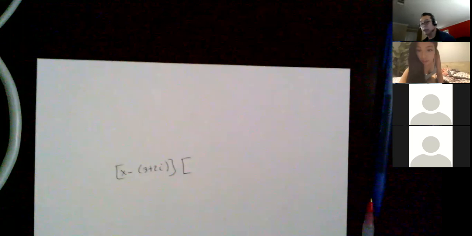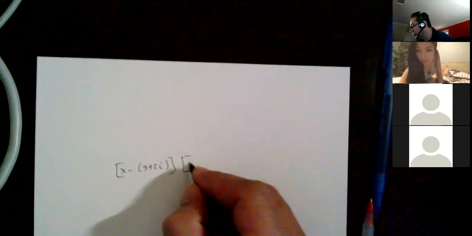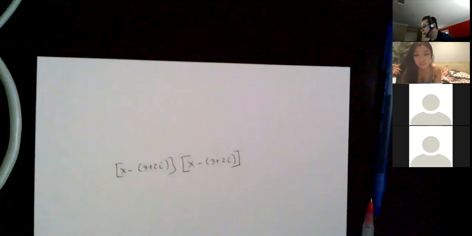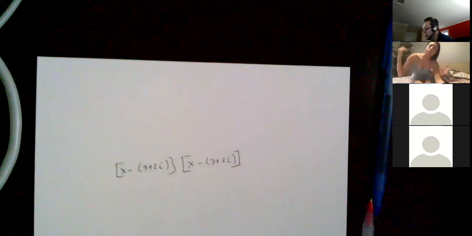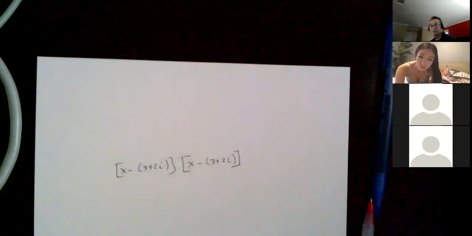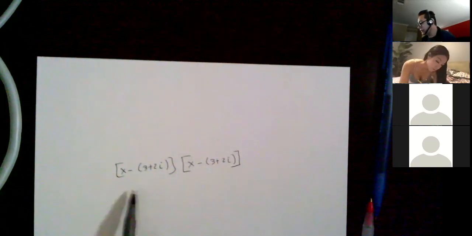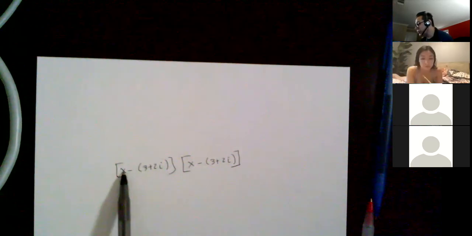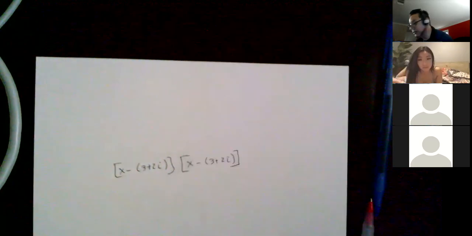Let me write, this is how we started. X minus 3 plus 2i. It's blurry. Yes, I'm going to fix it right now. This is what we had first. And notice what I'm going to do next. Now I'm going to group the x. I'm going to get rid of this parenthesis, and now I'm going to group the x minus 3. Notice this is next.